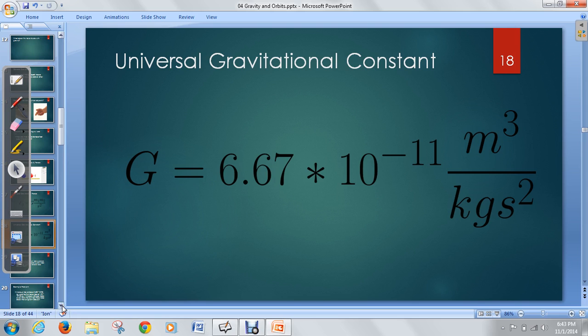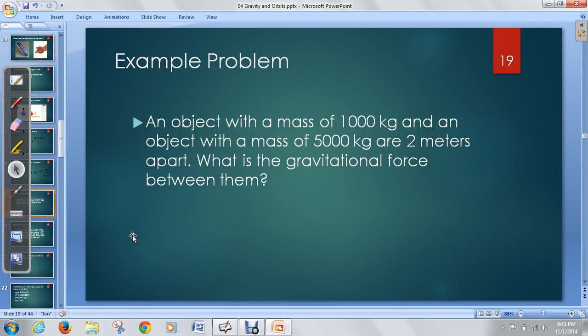But let's try and calculate the gravitational pull between two objects. We have an object with a mass of 1,000 kilograms and an object with a mass of 5,000 kilograms, and they're 2 meters apart. What's the gravitational force between them? So we know mass 1 is 1,000 kilograms. We know mass 2 is 5,000 kilograms.